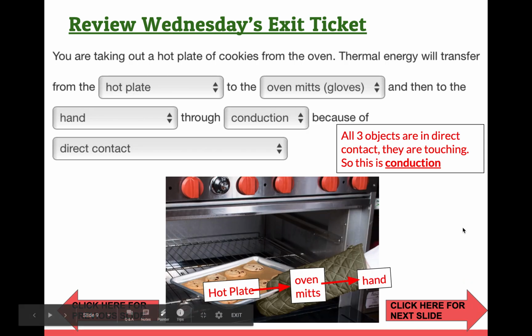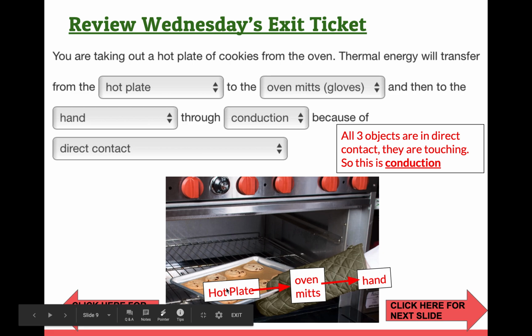All right, moving on. You are taking out a hot plate of cookies from the oven. So let's think about it. The hot plate is very hot, and your hand is probably not as hot as the hot plate. So how is thermal energy going to move? It always moves from hot to colder.